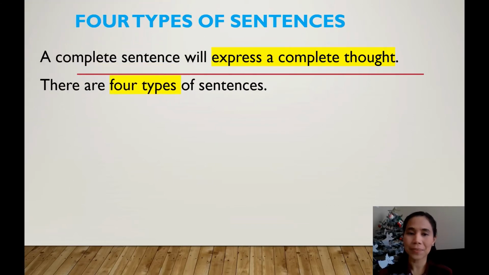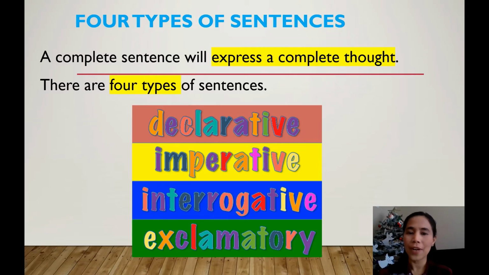There are 4 types of sentences. First is declarative. Second is imperative. Third, interrogative, and the 4th is exclamatory. So we will be discussing this one by one as we go along.